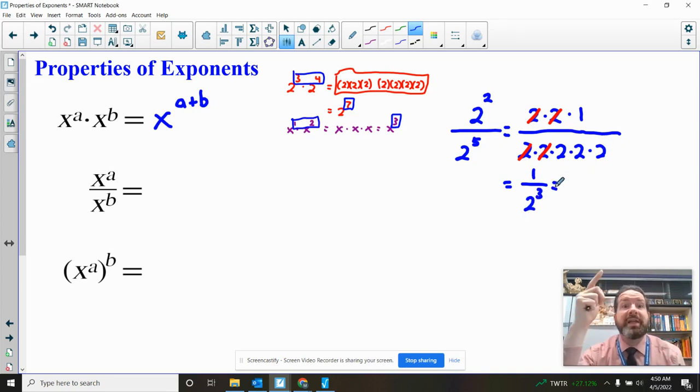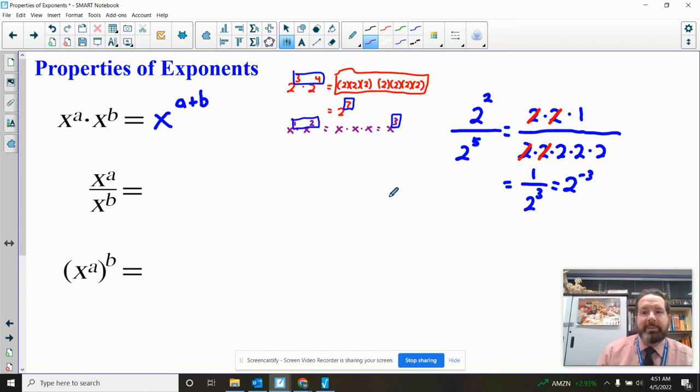And now I need you to think back to our previous lesson. When you have a fraction, when I've got 2 to the third in the bottom, what sort of thing flips things upside down? That's a negative exponent that does that. So just trust me here. 1 over 2 to the third is the same thing as 2 to the power of negative 3. And I want to leave it written this way, and we'll see why here in a moment.